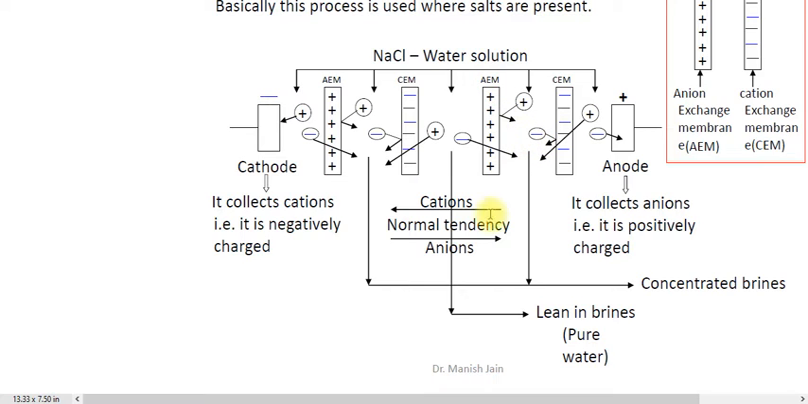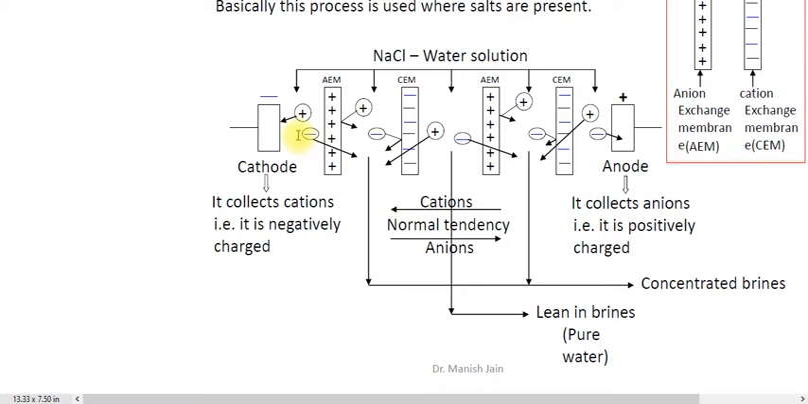But here you have the anion exchange membrane, and here you have the cation exchange membrane. So ions cannot be moved, and again you have the concentrated NaCl solution. At the anode, the Na positive ion will move towards the cation exchange membrane, and the Cl negative ion will move towards the anode. Again you have the concentrated NaCl solution in this chamber.